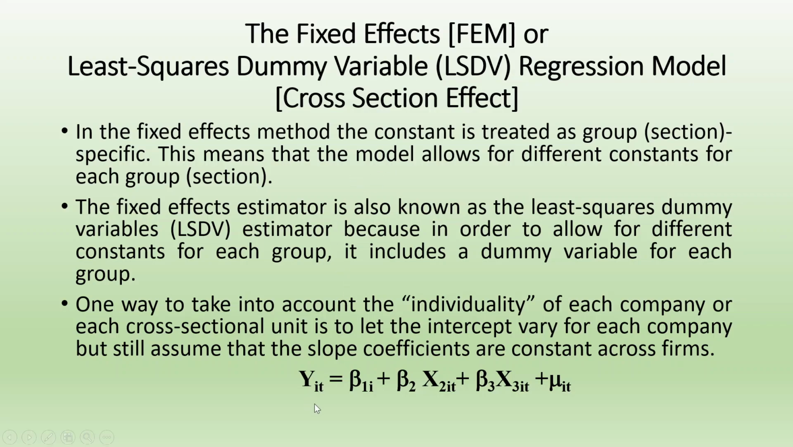So I'll say Y_it, where i stands for the cross-section unit and t stands for the time element. So Y_it is equal to beta 1i plus beta 2 X2_it plus beta 3 X3_it plus mu_it. So my error term is dependent on the time element as well as the cross-section unit.